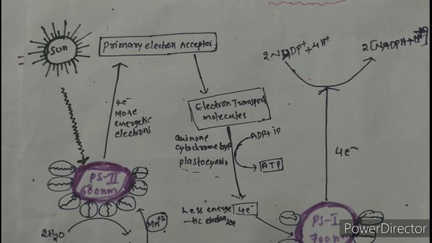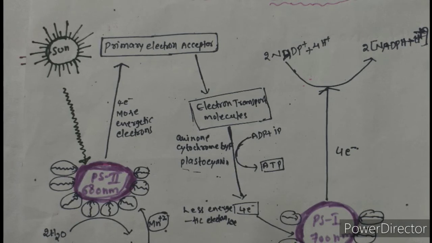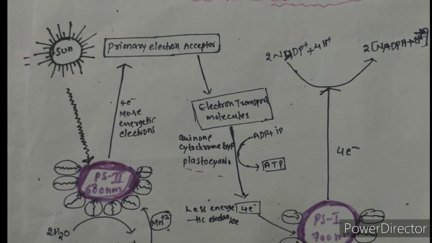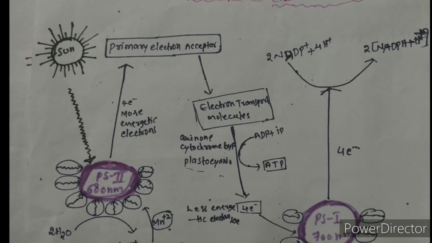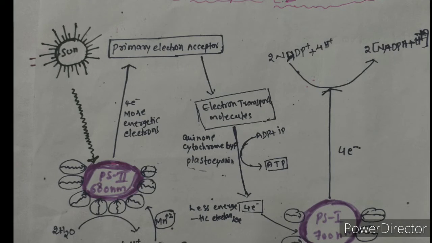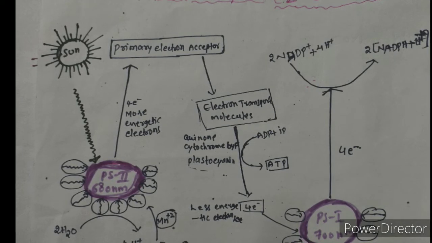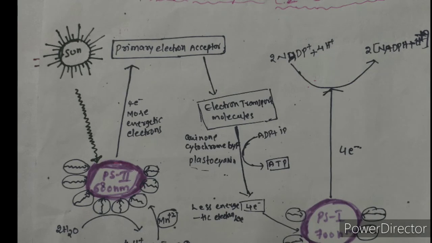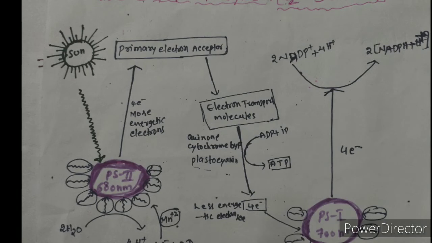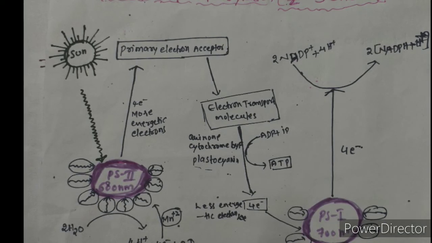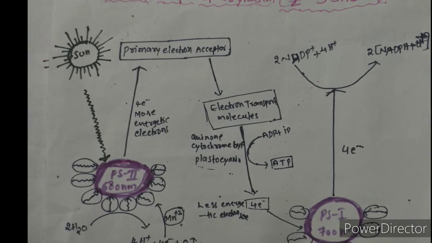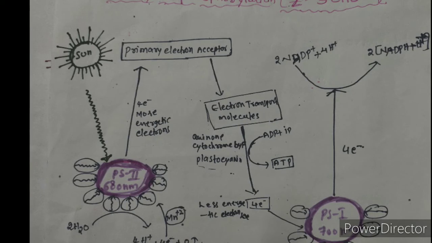In non-cyclic phosphorylation, both photosystems 1 and 2 are involved. Photosystem 2 absorbs energy of the wavelength 680 nm and photosystem 1 absorbs light of the wavelength 700 nm. The energy absorbed by photosystem 2 is utilized to break the water molecule into H plus ions and oxygen gas. The electrons excited by photosystem 2 are released and are absorbed by the primary electron acceptor. These electrons are transferred to photosystem 1 via many stages.